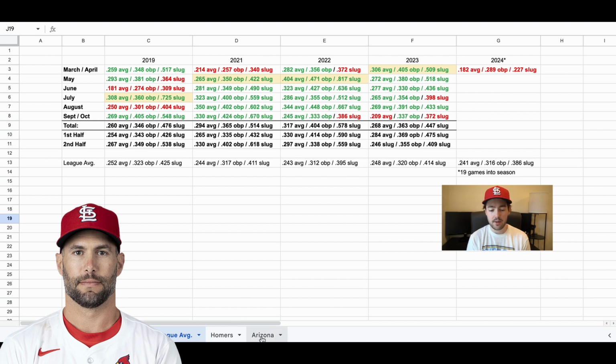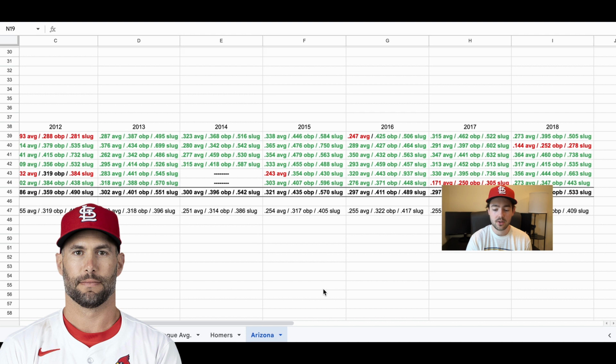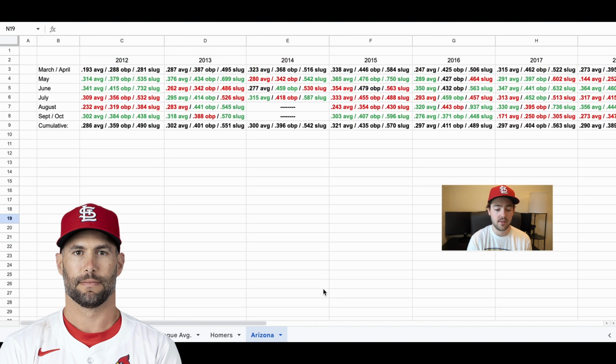And I did this with every single month that he's been a member of the St. Louis Cardinals, but is that something that we can look at for his entire career? So here we have this set of data right here.